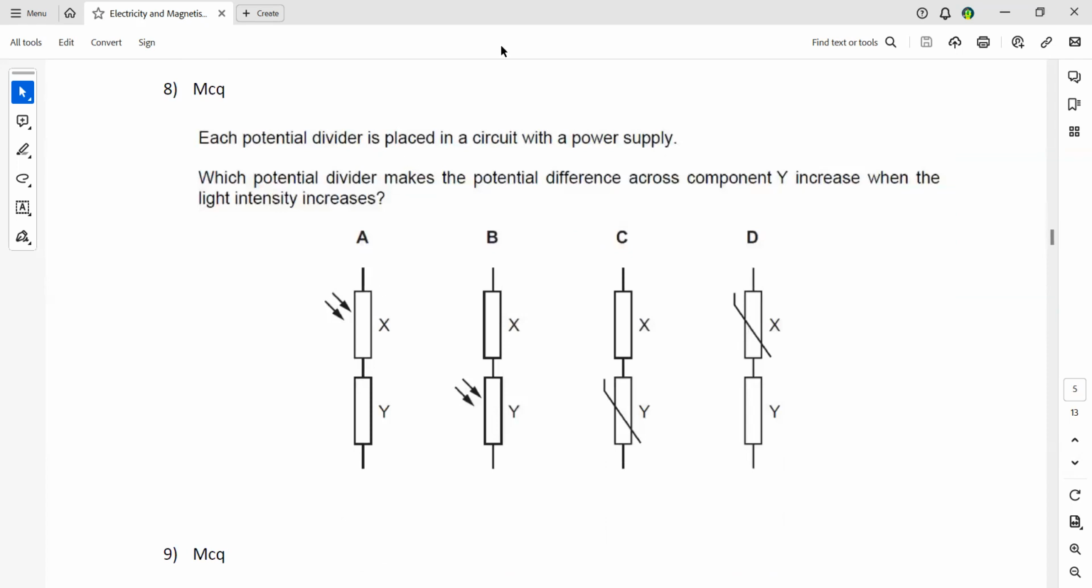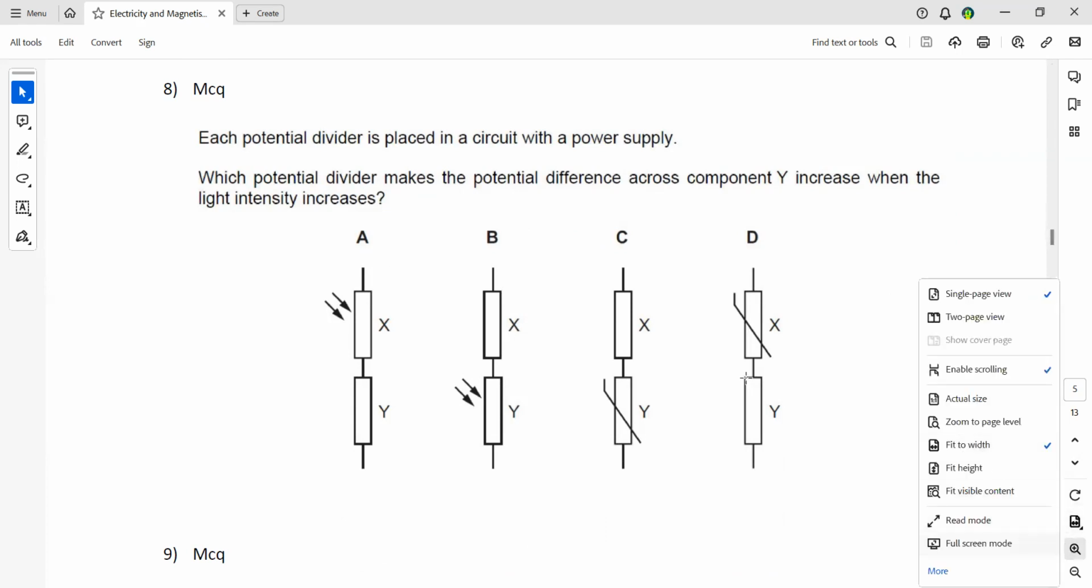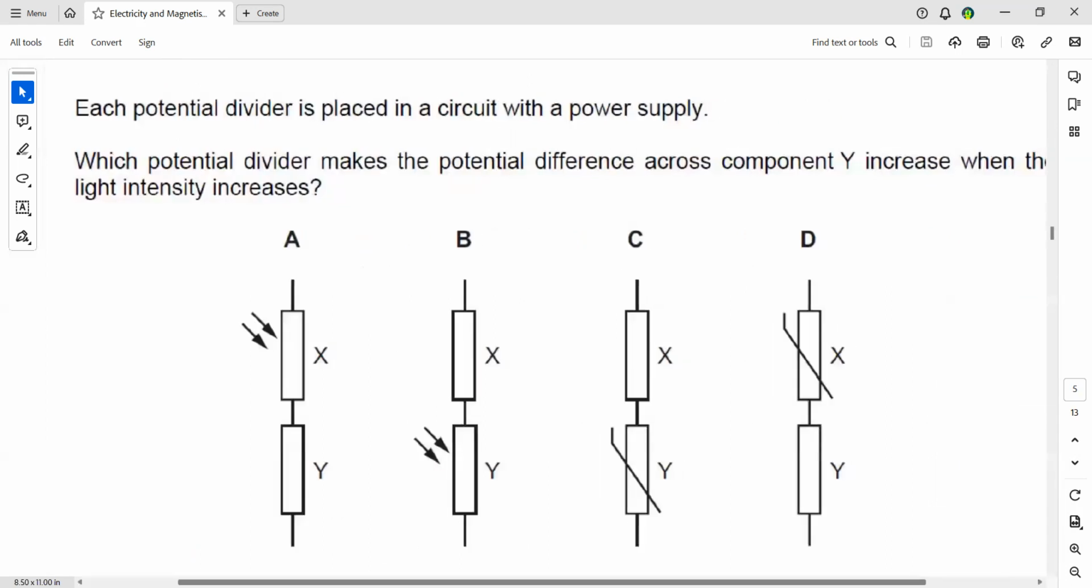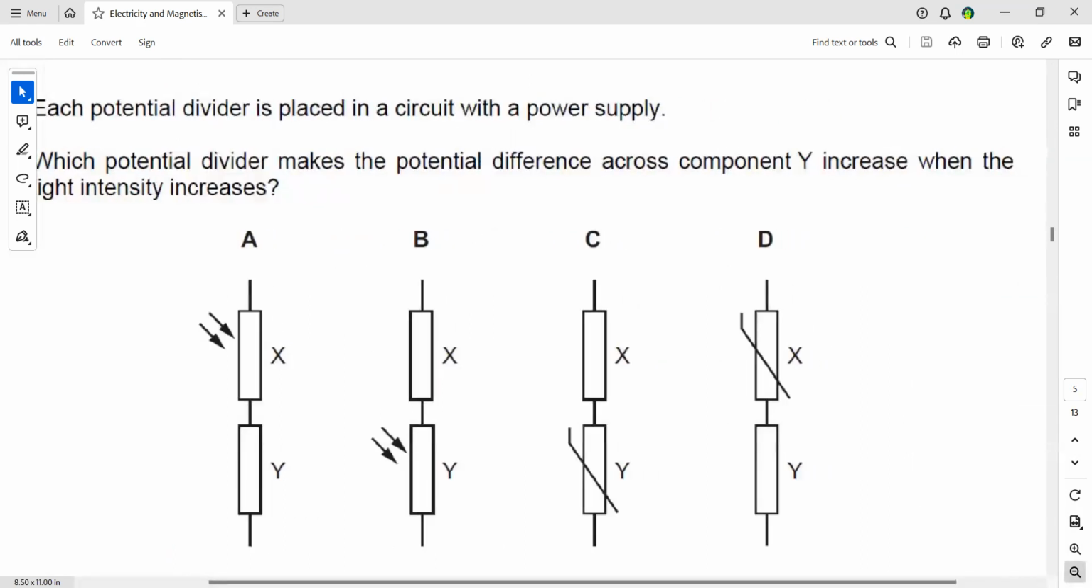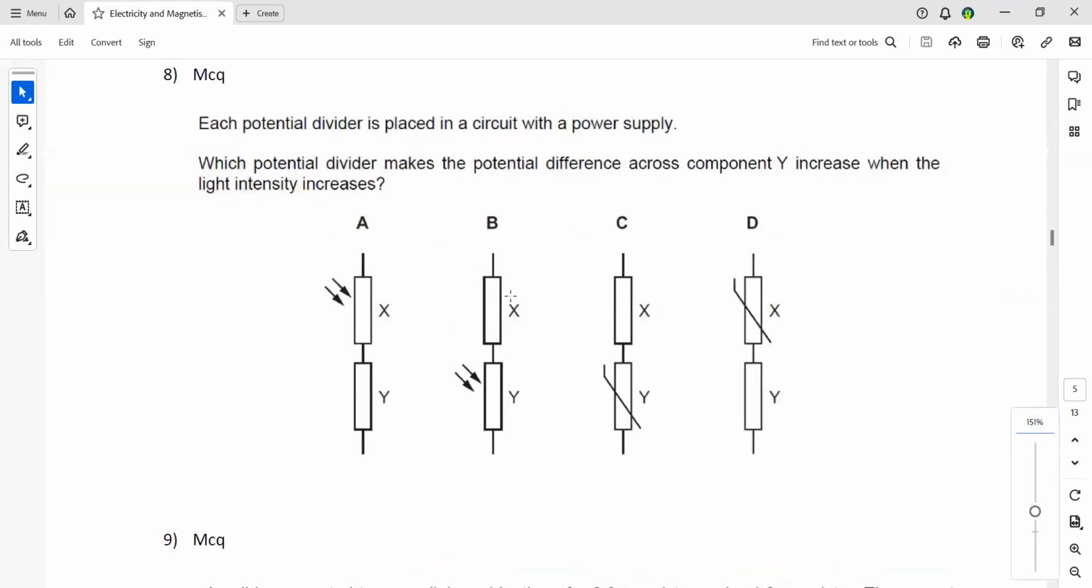Potential divider circuits: potential divider means when two or more components are connected in series, we call them potential divider circuits. Which potential divider makes the potential difference across the component Y increase with a light intensity increase? First, C and D cannot be an answer because C and D are using a thermistor. So either A or B can be the answer.